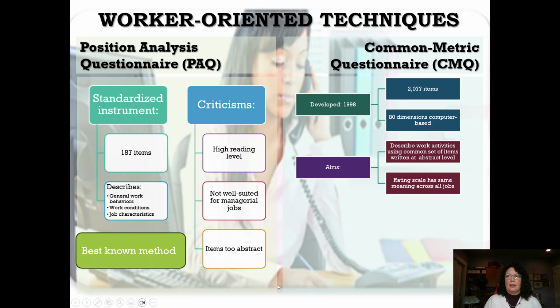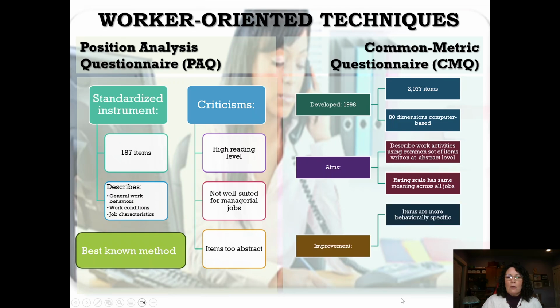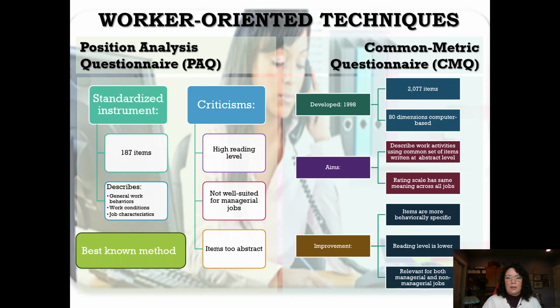So it's not like there's any kind of inherent ordering to the answers. You don't have one answer being the lower level job and another the higher level job that you can represent numerically. It's not like that. The rating scale is the same no matter what the job is. One main improvement that it provides over the Position Analysis Questionnaire is that the items are more behaviorally specific. The reading level is lower and it's relevant for both managerial and non-managerial jobs.